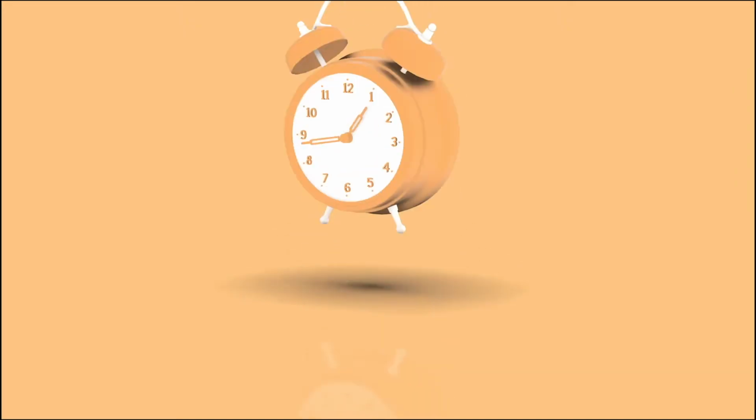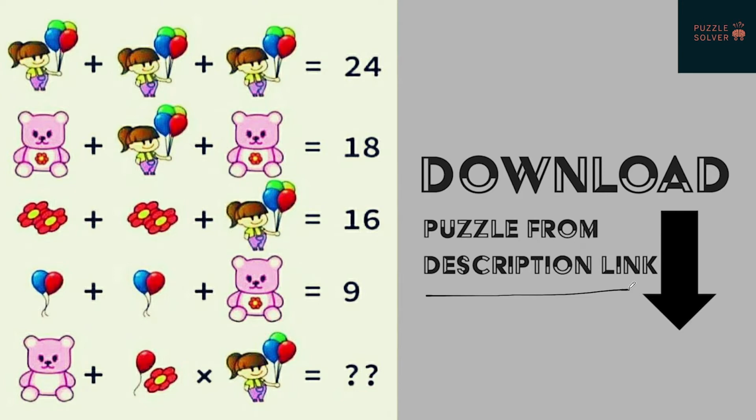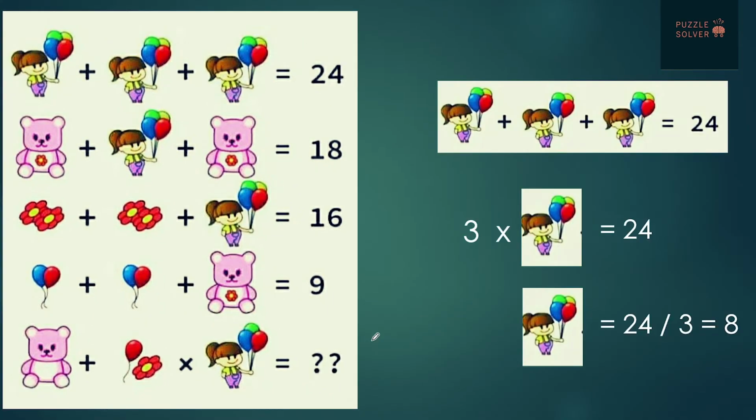Three, two, one, stop! Hope you all enjoyed solving this puzzle. Let's see the complete solution. Let's jump to the first equation. In the first equation, you can see there are 3 girls and every girl is holding 4 balloons in her hand. When we solve this equation, we find that 3 girls having balloons in their hands is equal to 24. So one girl having 4 balloons in her hand is equal to 24 divided by 3, that is equal to 8.